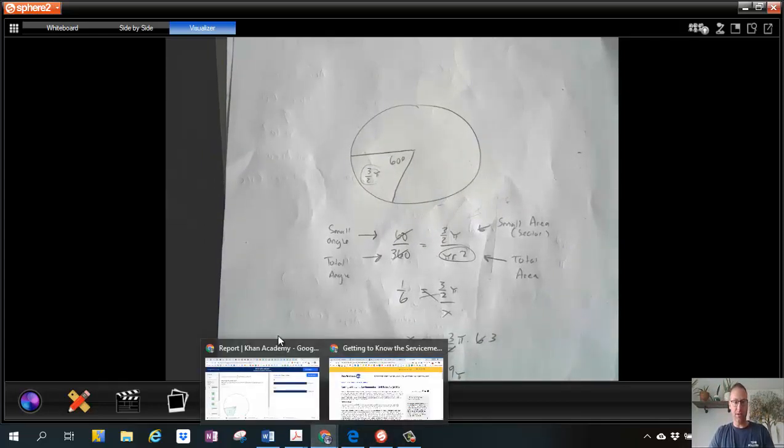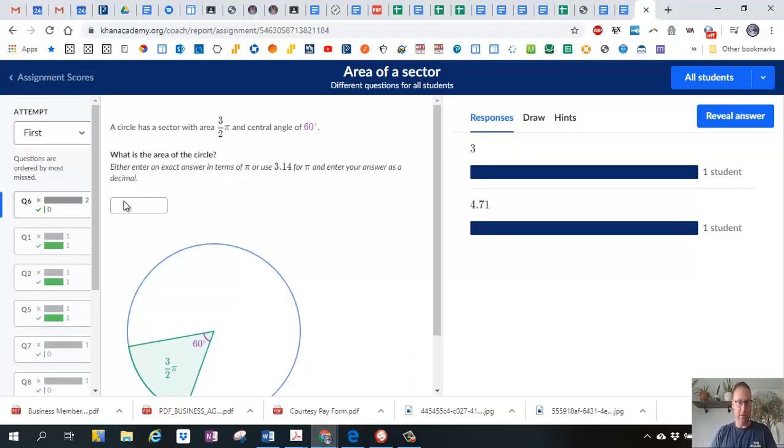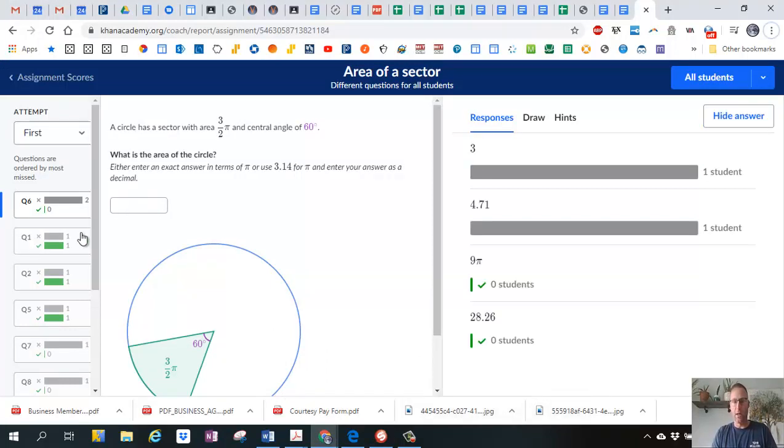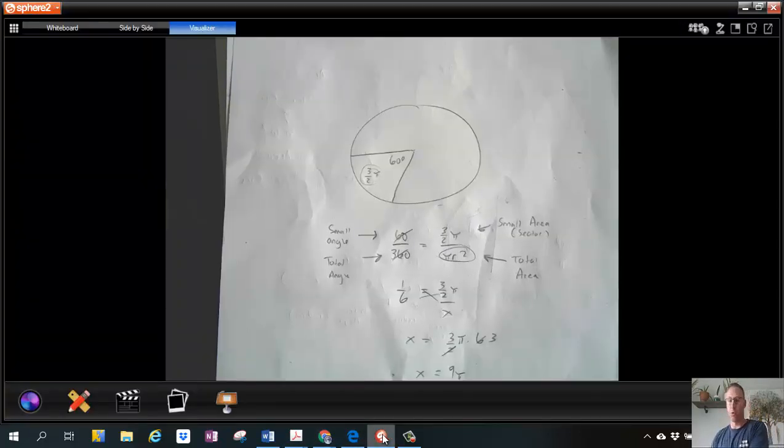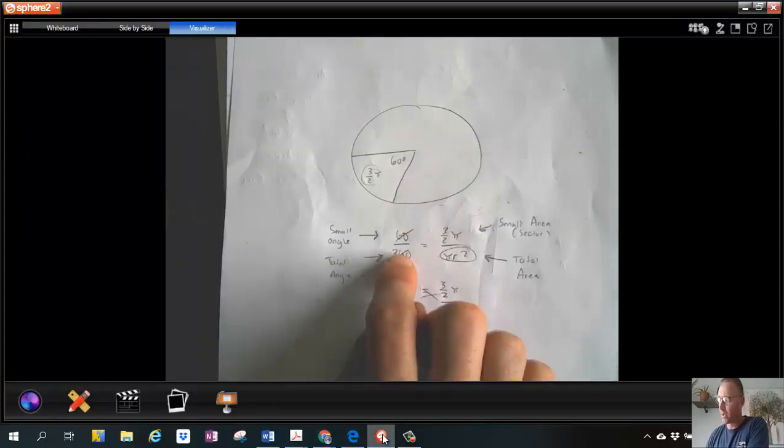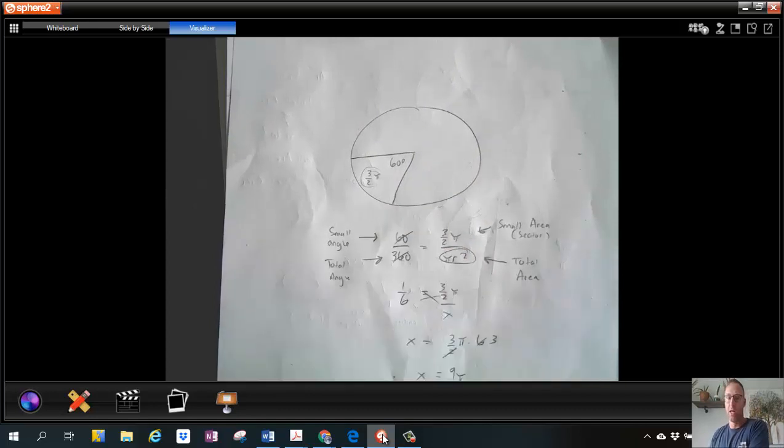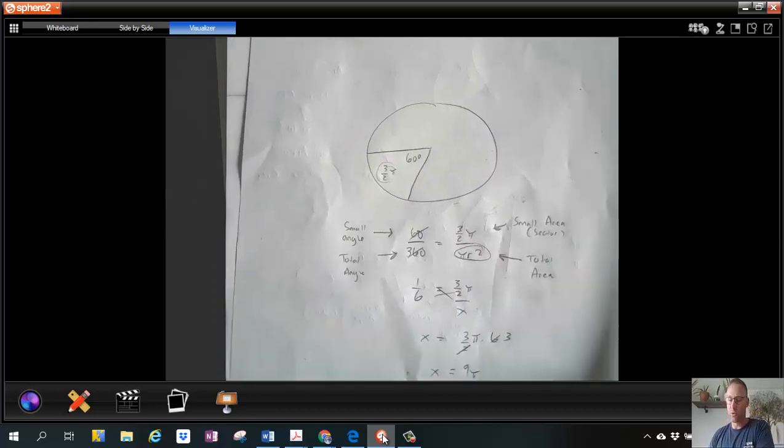And we can enter that in, see if that works here. But you should be able to enter in 9 pi. Well, I couldn't enter it in, but here it is, 9 pi. All right, so I hope that helps. Basically, all the problems are going to be the same in terms of you're going to set up this proportion here, where you have small angle to total angle equals small area to total area.